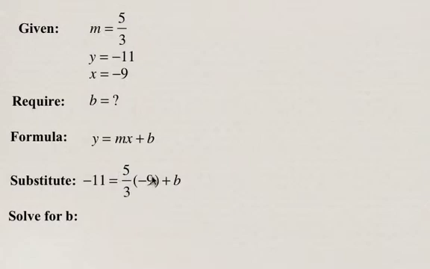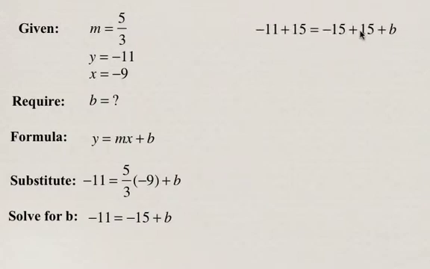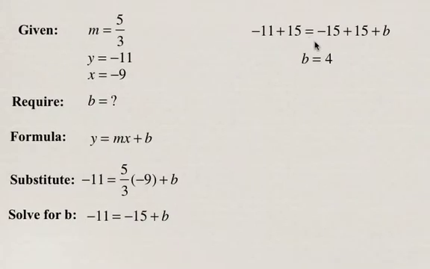-9 and 3 have a common factor. 3 goes into -9 -3 times. So this simplifies to 5 times negative 3, and we can write this as negative 11 equals negative 15 plus b, because 5/3 times negative 9 is negative 15. Next, we add 15 to both sides because we want to isolate b, so we need to get rid of the negative 15. We have to add 15 to the other side as well. So we end up with b equal to negative 11 plus 15, which is 4.